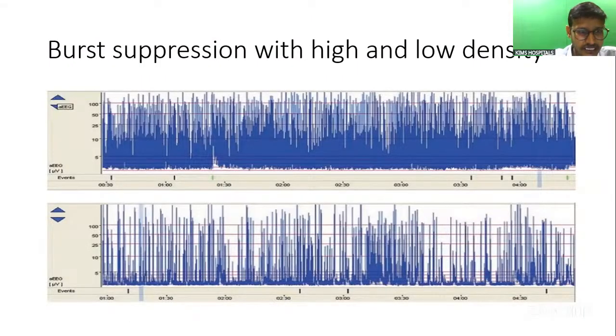Coming to this trace, on the top, the lower margin is at almost 0. The upper margin is going up to 100 microvolts and there is a sudden spike followed by a dip in both upper and lower margins. So this is a burst suppression. The upper trace shows more than 100 bursts in 1 hour, so it is burst plus. And in the lower trace, the bursts are less than 100 in 1 hour, so it can be labeled as burst suppression minus.